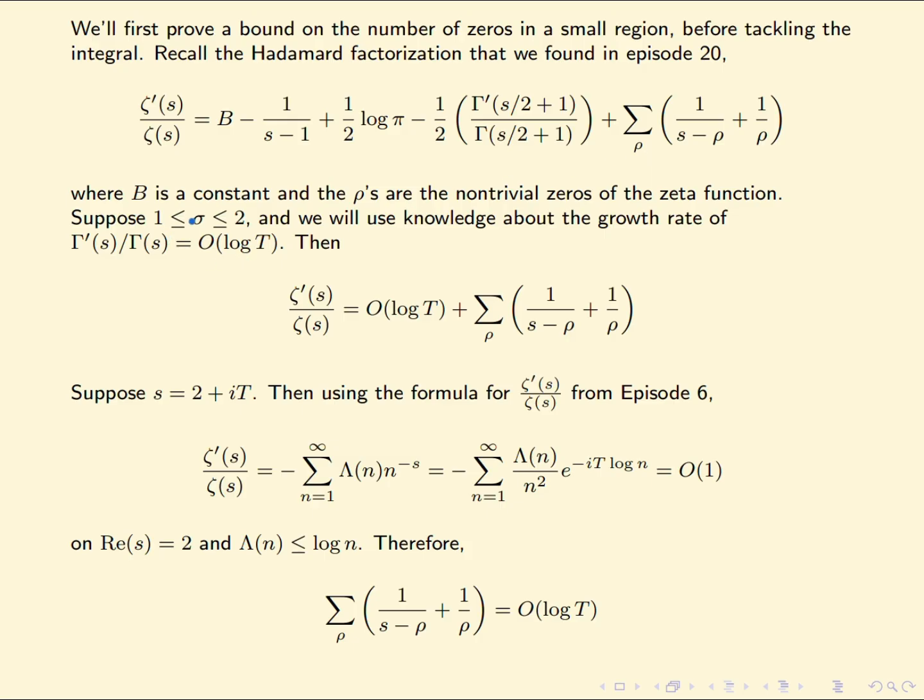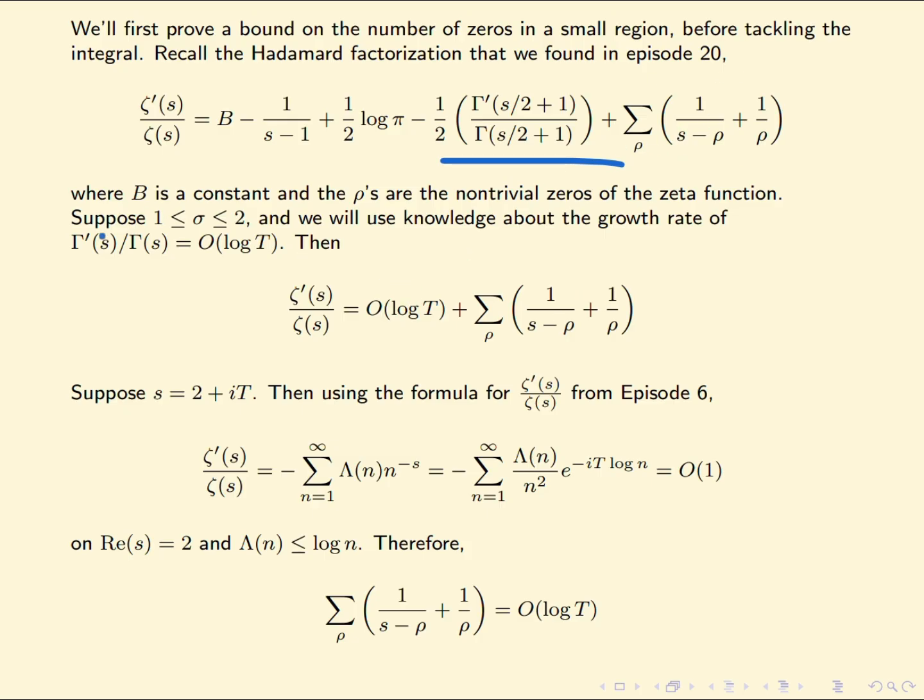Then we're going to fix sigma to be some number between 1 and 2, inclusive of 2. And I'm going to assert something that I'm not going to prove here about the growth rate of this term, gamma prime over gamma. I'm going to assert that this thing is bounded by log of t, if I fix sigma, or bound sigma between two vertical lines. Then what I'm going to claim is that zeta prime of s over zeta of s is O of log of t plus this term.